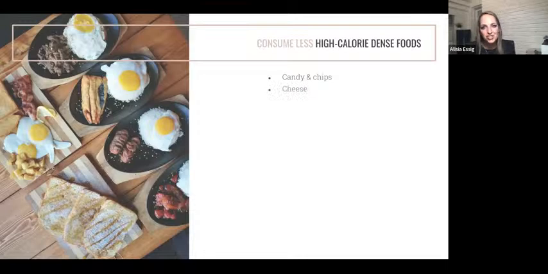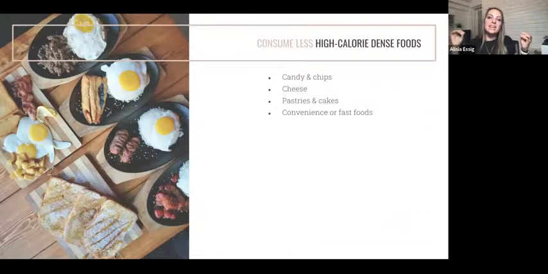We want to consume less cheese, less pastries and cakes, less convenient foods, fast foods. Now, don't get me wrong. I still occasionally have candy. I still occasionally have cheese. I still occasionally have pastries, but it's very sparingly. So I don't want you to think that I'm telling you can never have these again, but it's very special occasions. It's special events. It's not part of your day-to-day, right?